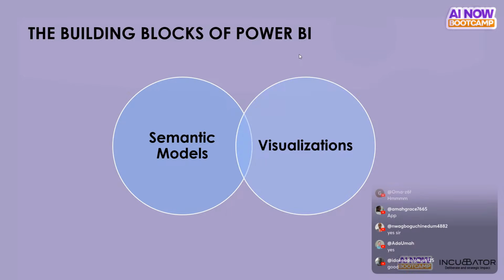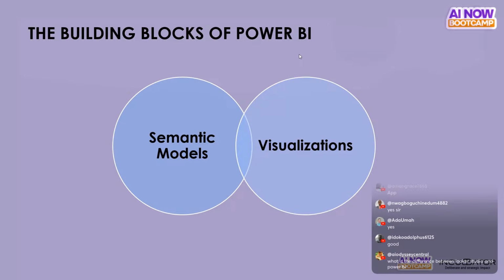So I have a question and answer. Very quickly, let's just run through this. Let's start with the first question. What is the common flow of work in Power BI? A, B, or C? Just drop your answer.